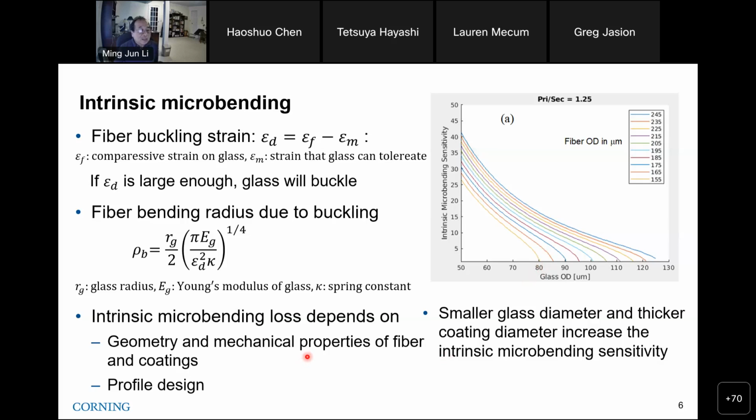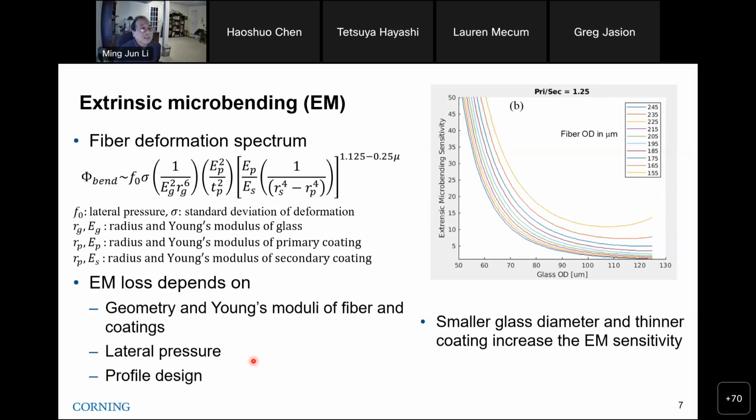Of course, you can change the geometry and the mechanical properties of the fiber coating, and also use a different profile design to improve the intrinsic microbending. For the extrinsic microbending, the microbending loss is basically proportional to the deformation spectrum. From this spectrum, you can see the most important parameter.